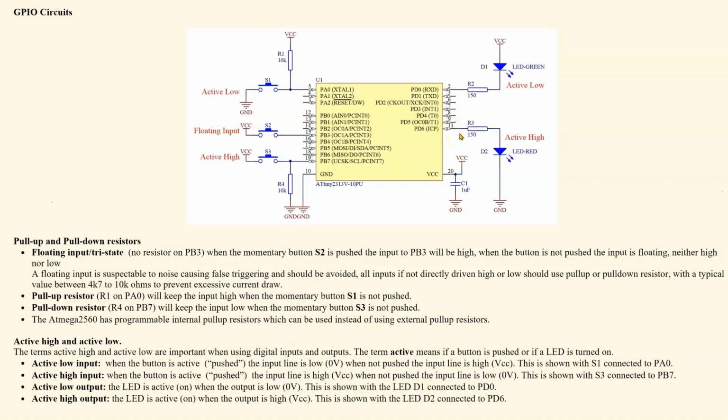An example of an active high output is PD6. When PD6 goes high, the LED becomes active, turns on. An example of an active low output is PD0. When PD0 becomes low, the LED is turned on and becomes active.